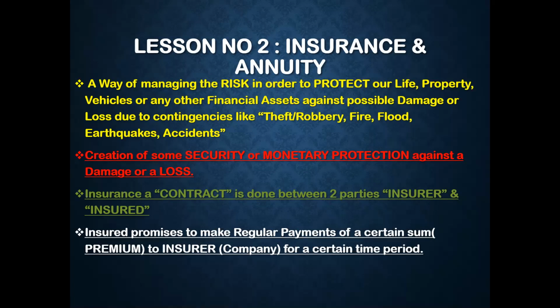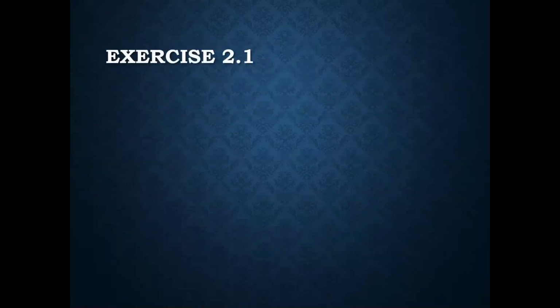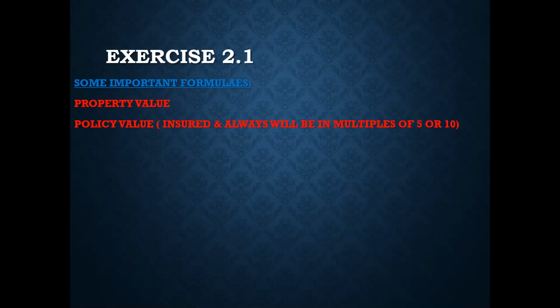Today class will be starting with exercise 2.1, sums 1 to 7. So please pay attention. Before we start with the exercise, you have to keep in mind some important formulas. Now class, whenever we start sums based on insurance, you have to follow a systematic procedure. The procedure is first, you have to identify what is the property value. That means value of the particular property which we are talking about. Once you have identified the property value, the next stage is you have to identify the policy value.